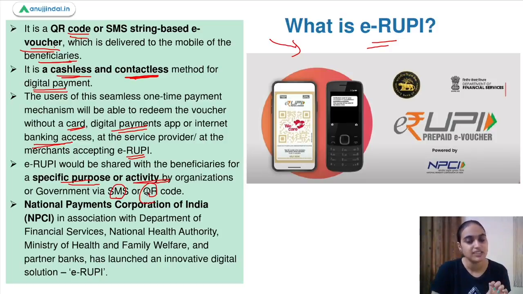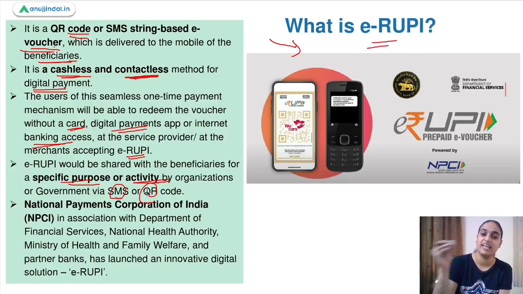So that person will get the message on his mobile or a QR code on his mobile. He can go to any of those hospitals which are providing that service under this purview. The government has given permission to them that they will make the payment if they provide the service. So they will provide the service, and what you have to do is just show them the message directly.